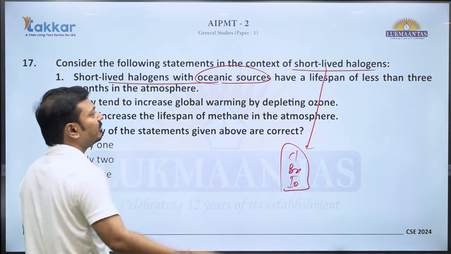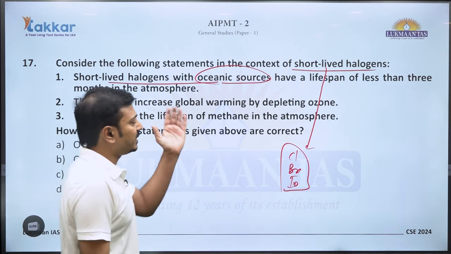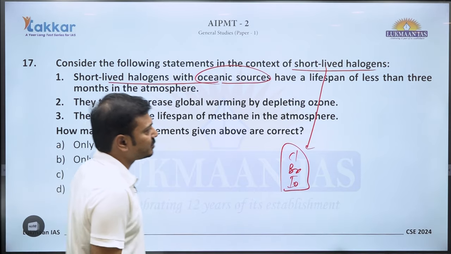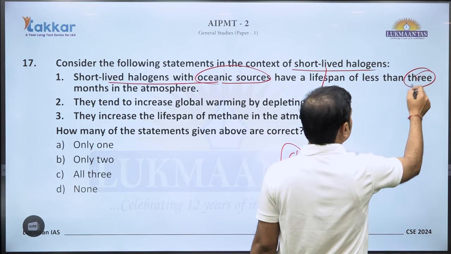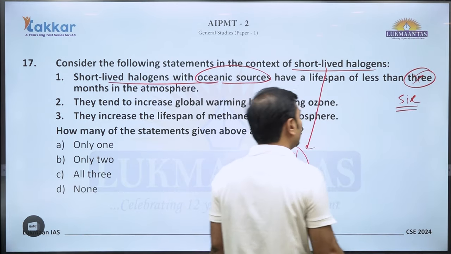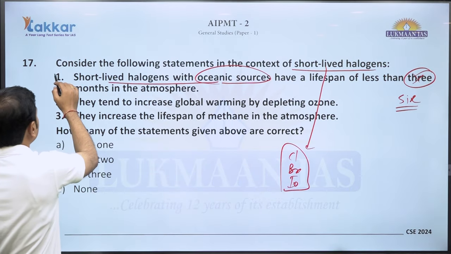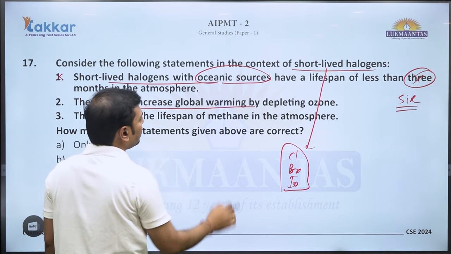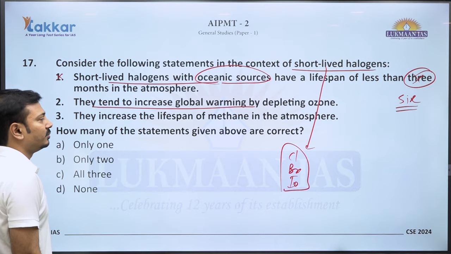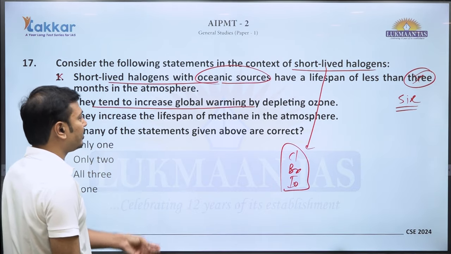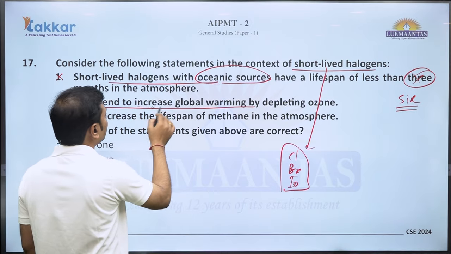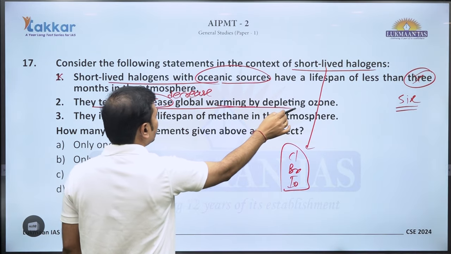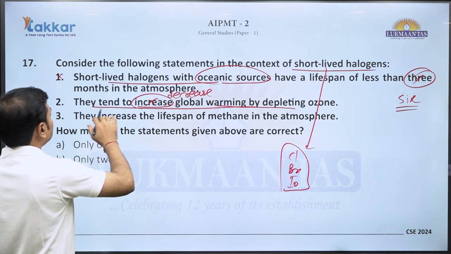Short-lived halogens with oceanic sources. Yes, oceans also emit short-lived halogens like chlorine, bromine, and all have a lifespan of less than 3 months in the atmosphere. Now it is very specific. Factually, it is incorrect. It is less than 6 months. So we can say that this is incorrect. Next: they increase the global warming by depleting the ozone. Now this is incorrect. You should know that they tend to decrease the global warming by depleting the ozone. So yes, we can say that this is incorrect.